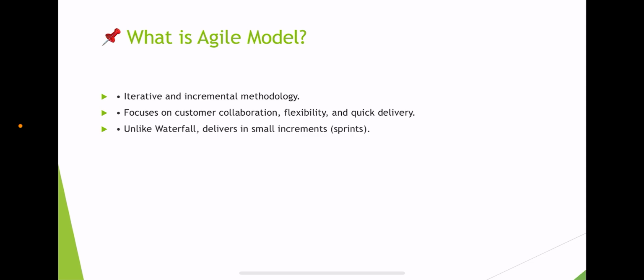So let's begin with our topic, the agile model. So what is agile? Generally, agile is an iterative and incremental software development methodology which focuses on customer collaboration, flexibility, and quick delivery. Unlike the waterfall model, Agile delivers software in small working increments, which are called an iteration or sprint.